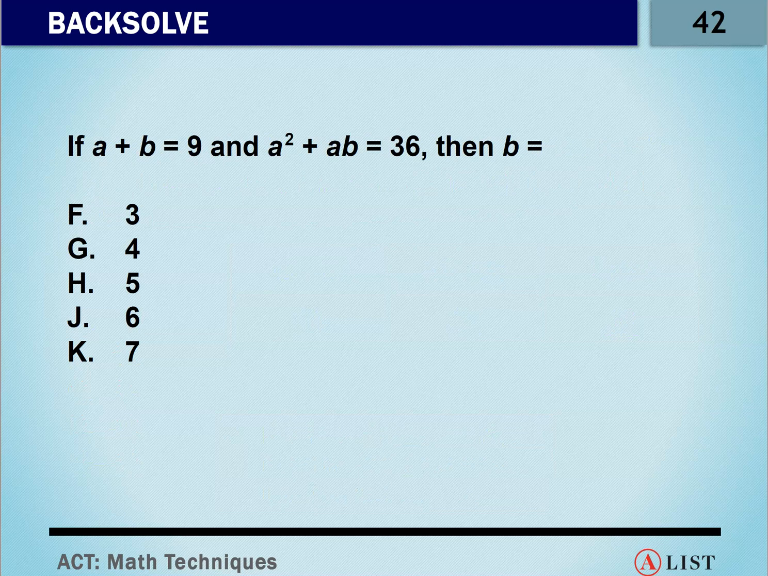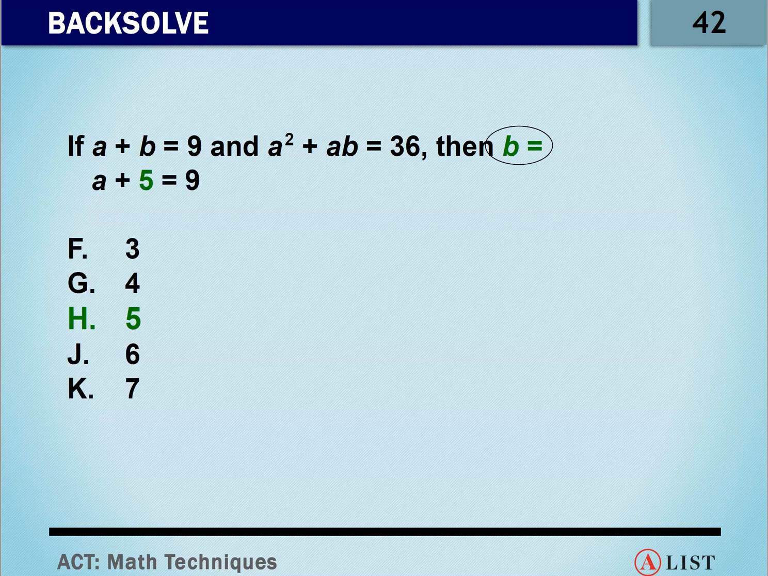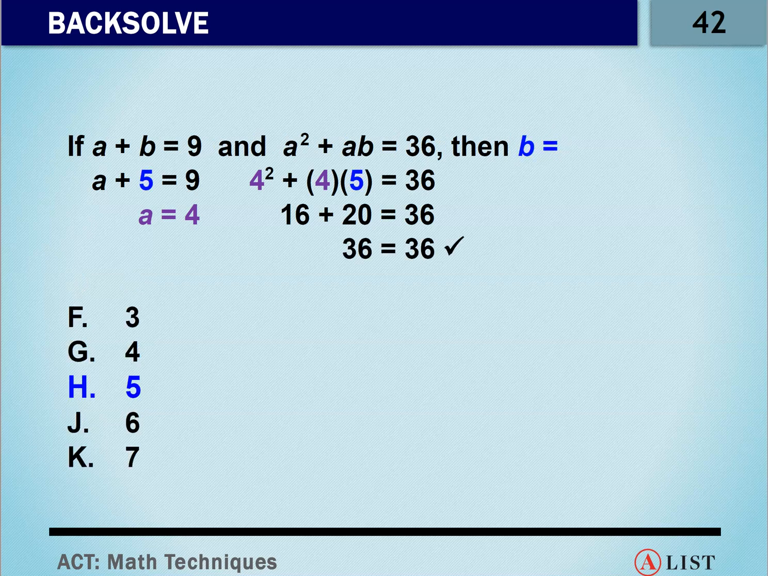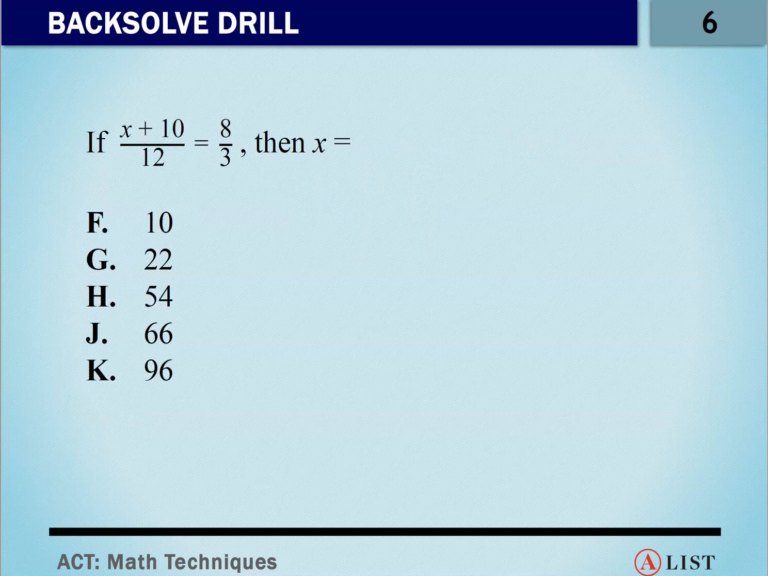Number 42. Looks a little bit more difficult, but when you use Backsolve on this one, A plus B is 9 and A squared plus AB equals 36. What is B? When we choose B being 5, we're going to put that into the first part of the problem. That means A is 4. And now we know that B is 5 and A is 4. Put that into the second equation given, A squared plus AB equals 36, and it checks out. So here's a case where the middle number did work.